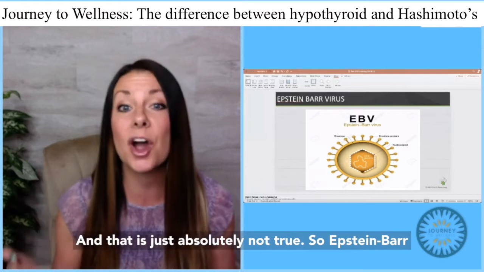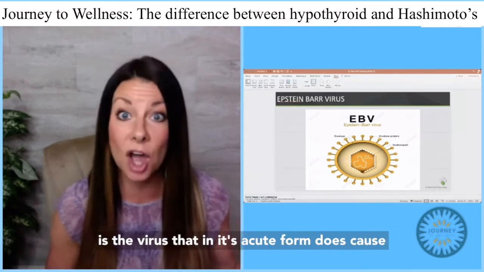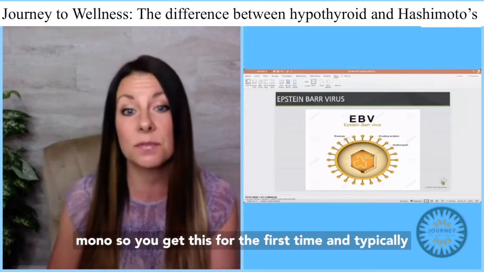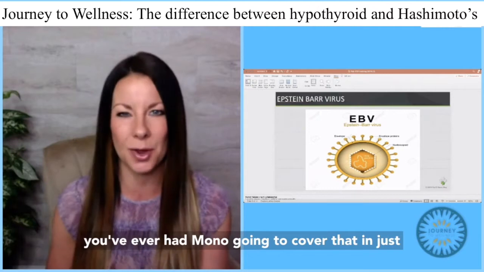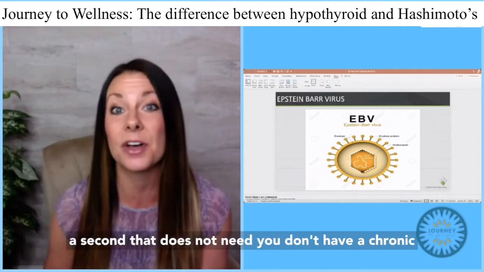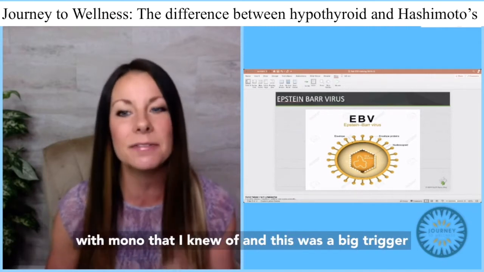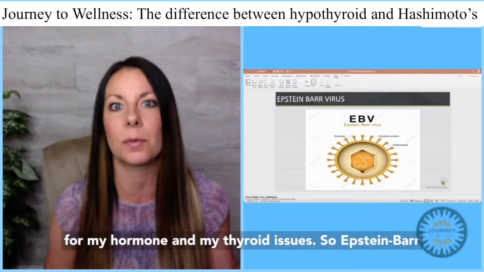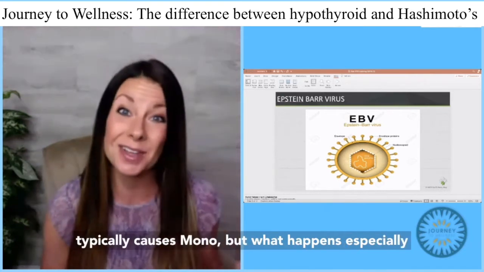So Epstein-Barr is the virus that in its acute form does cause mono. So you get this for the first time and typically you have symptoms of mono. Now, even if you don't know you've ever had mono, I'm going to cover that in just a second, that does not mean you don't have a chronic Epstein-Barr infection. I had never been diagnosed with mono that I knew of, and this was a big trigger for my hormone and my thyroid issues. So Epstein-Barr typically causes mono.